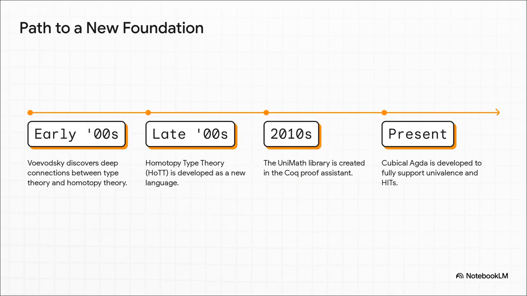And you can really see the story unfold over time here. It starts with Voevodsky's big discovery, then the theory gets developed, then we see these massive computer libraries like Unimath get built, and now we have amazing new systems like Coq and Agda, which makes it way easier to do all this stuff on a computer. This thing is not standing still, it's moving fast.